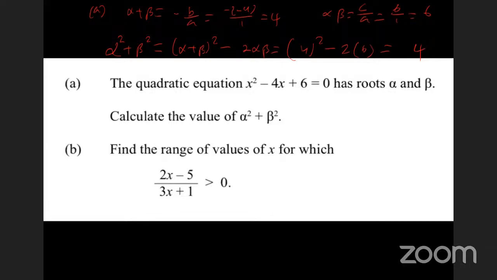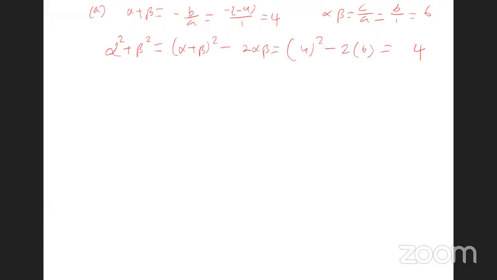See what I did? I used the formula for alpha plus beta and I got 4. Alpha beta is 6. And then I plug it into this formula here. That's okay.